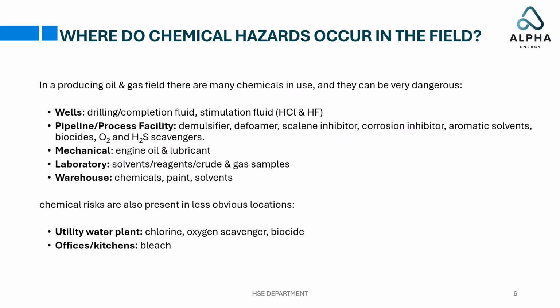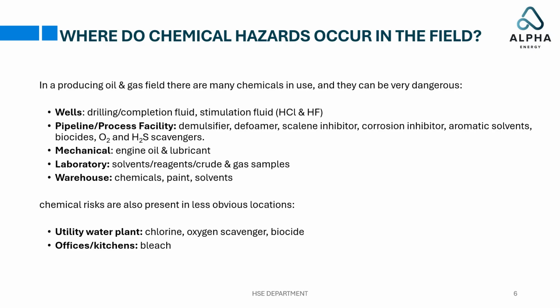Where do chemical hazards occur in the field? In a producing oil and gas field there are many chemicals in use, and they can be very dangerous. Wells: drilling completion fluid, stimulation fluid, HCl and HF. Pipeline and process facility: demulsifier, defoamer, scale inhibitor, corrosion inhibitor, aromatic solvents, biocides, O2 and H2S scavengers.